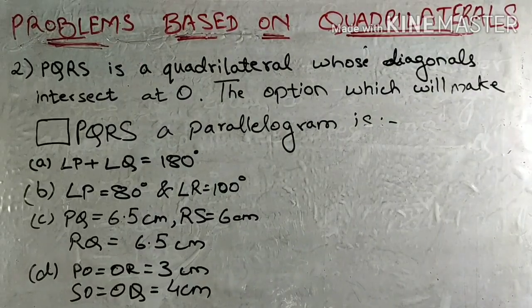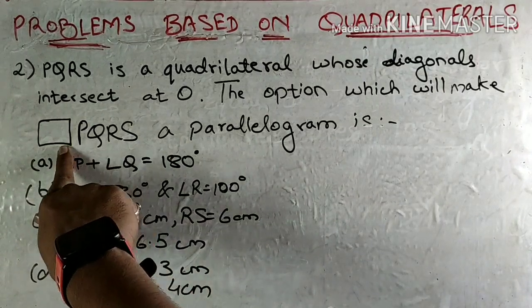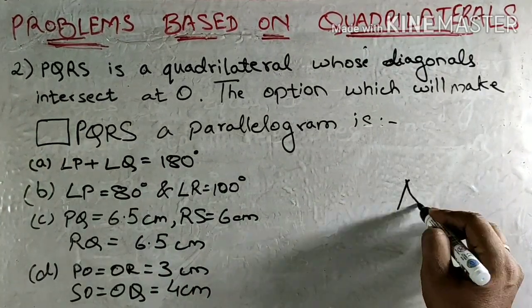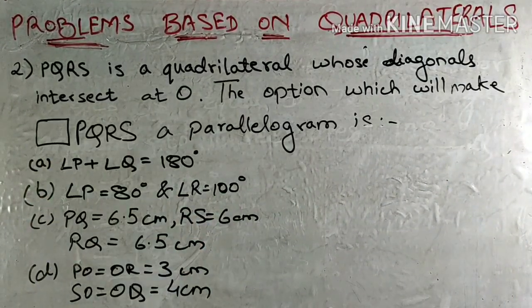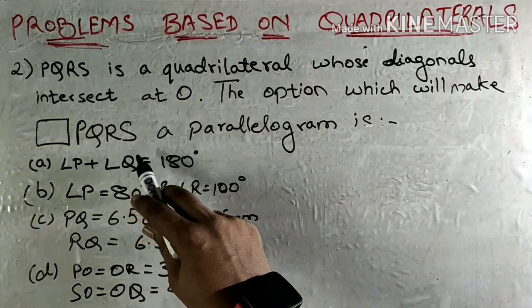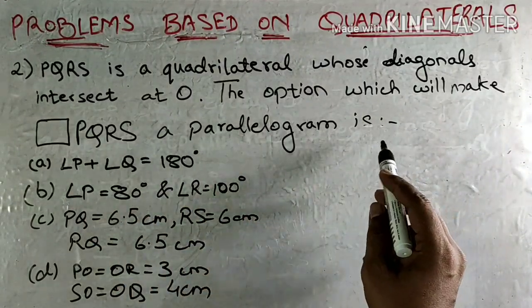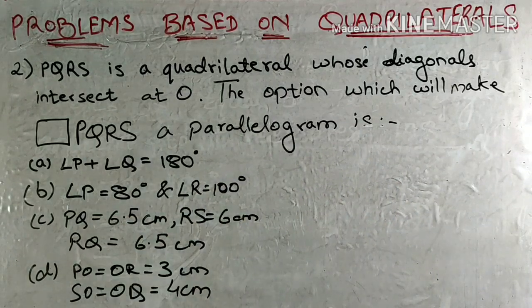Okay, so let's look at the second question. It says PQRS is a quadrilateral whose diagonals intersect at O. The option which will make quadrilateral PQRS a parallelogram. Now this sign is a symbol of quadrilateral, the way we have it for triangle, before labeling it. The options are the first, second, third and fourth. We need to check which of the four options will be true if quadrilateral PQRS is a parallelogram. And for that purpose, I need to draw the diagram first.